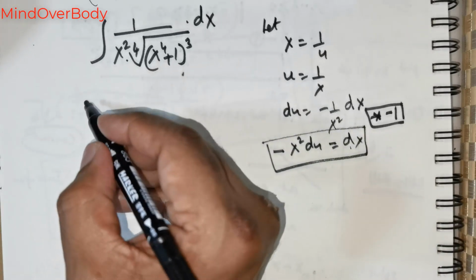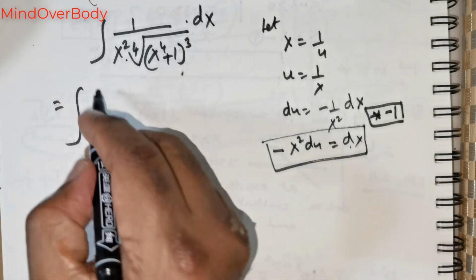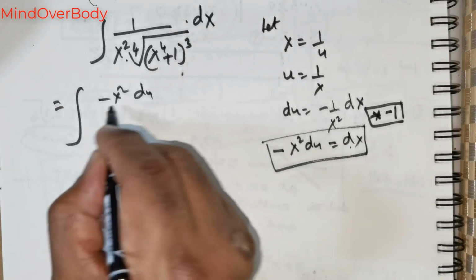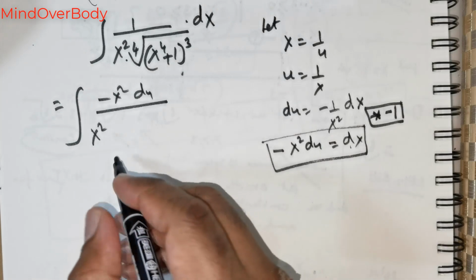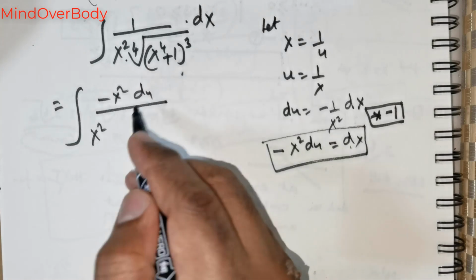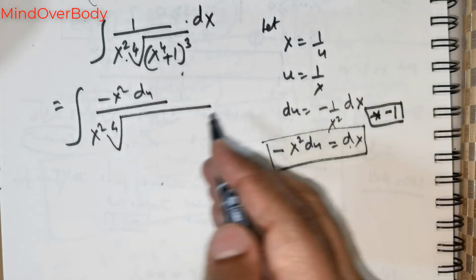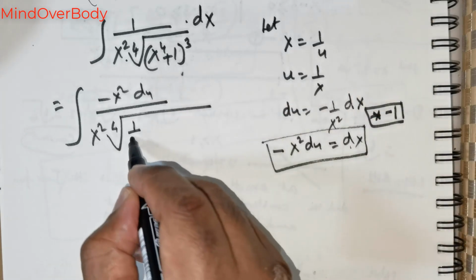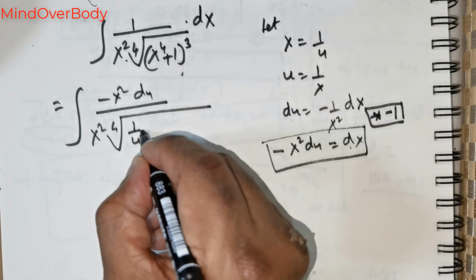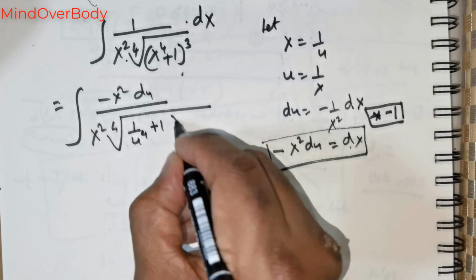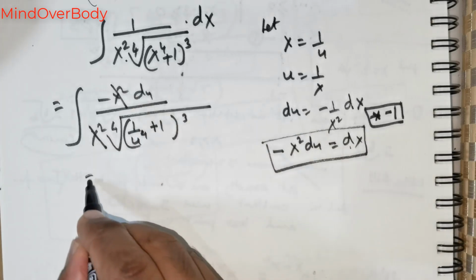So in place of dx, it's going to be negative x squared times du, divided by, I'm not going to do anything with this x squared, just place it as it is. Now for the 4th root of, in place of x, I'm going to substitute 1 over u. So this is going to be 1 over u. This has a degree 4, so it's going to be 1 over u to the power of 4, plus 1, raised to the power of 3. The x to the power of 2 can be cancelled.